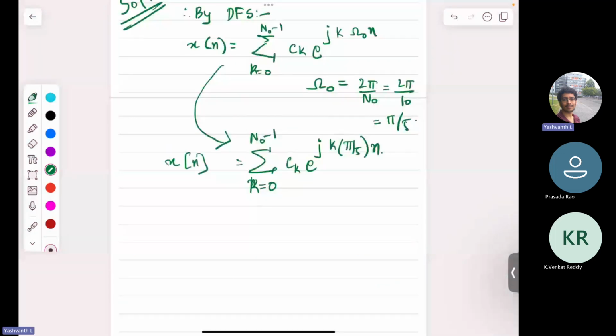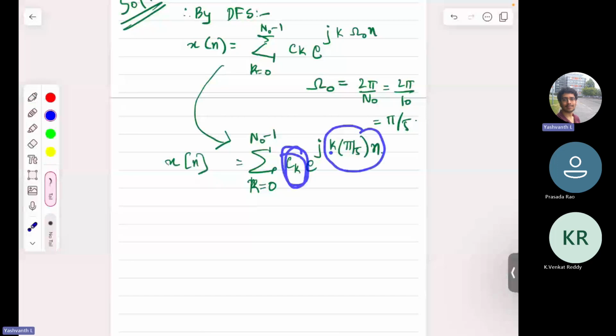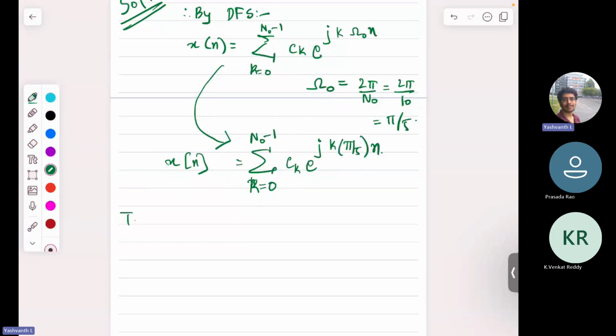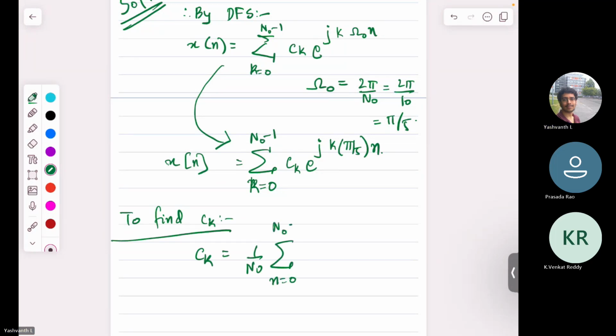Okay, is it okay? That is basically my expression for x of n. Now what needs to be found is ck. What is the value for ck? Because this is known already. K is basically this running index, n is this index x of n, pi by 5 is a constant. I need to find what ck is. Okay, to find ck, how do I find ck? It is nothing but 1 by n naught summation n equal to 0 to n naught minus 1 of x of n into e raised to minus j k omega naught n.